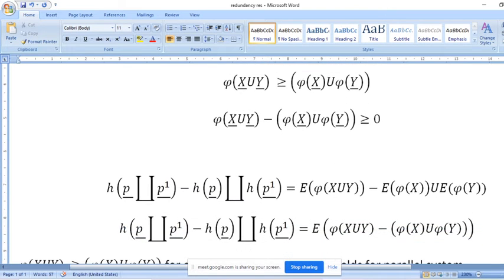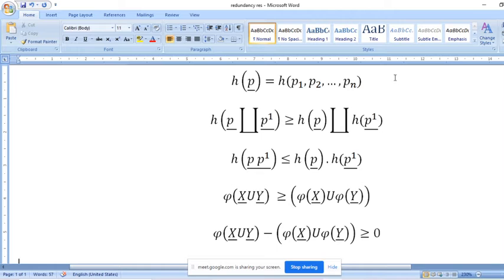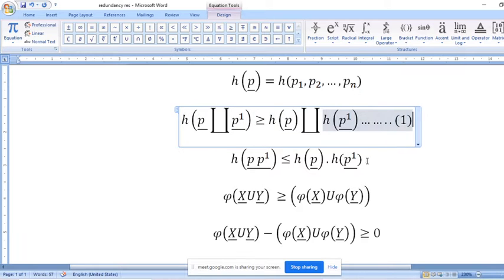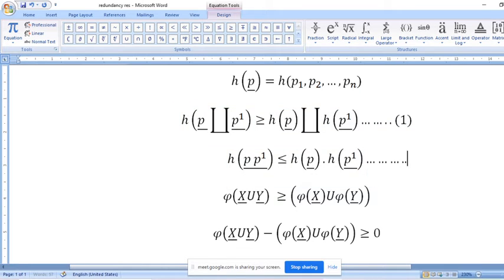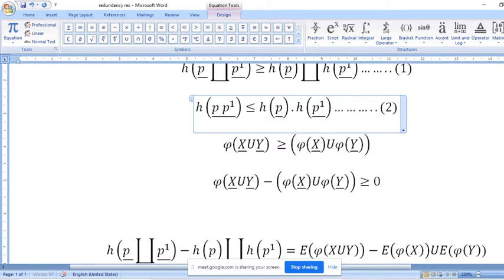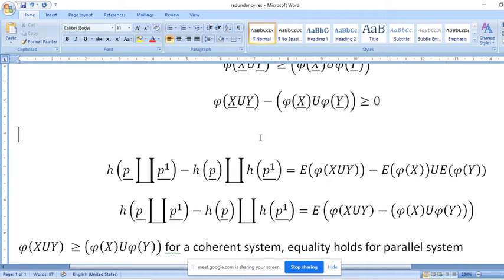So now to prove the first and second result, let us call this number 1 and this number 2. We have to prove number 1 and number 2. Proof. So let us take the left side, h of p union p dash minus h of p union h of p dash equal to expectation of phi of x union y minus expectation of phi of x union expectation of phi of y. We can take expectation outside.